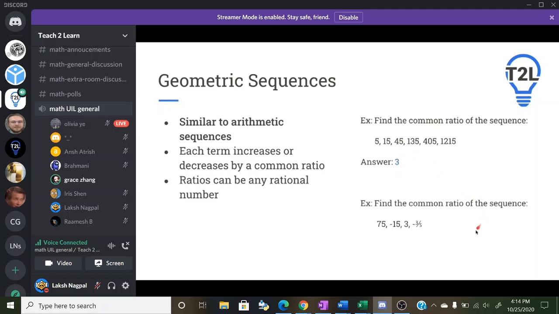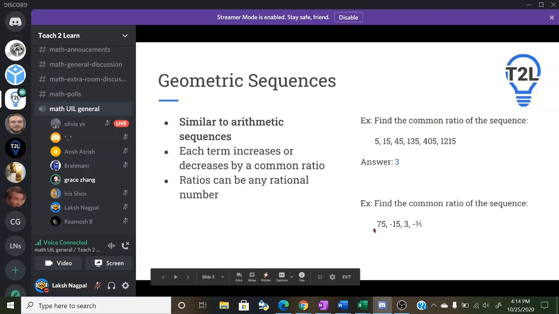Another example with the numbers 75, negative 15, 3, and negative 3/5. You take the second number, negative 15, and divide it by 75, and if you simplify it, you get the answer of negative 1/5.